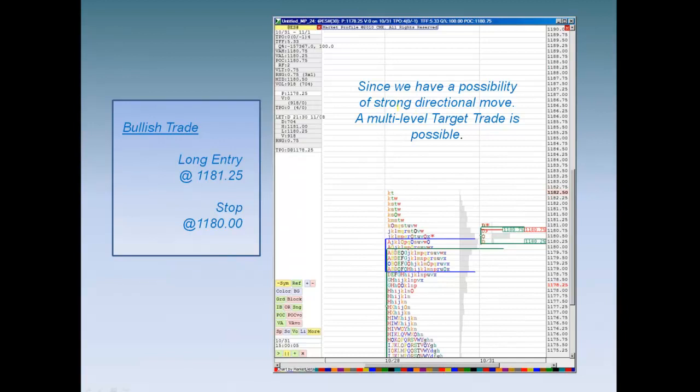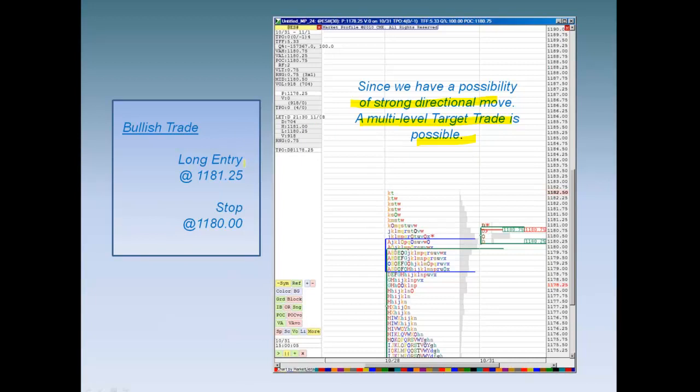Since we have a possibility of a strong directional move, a multi-level target trade is possible. Whenever you have these potential explosive or large moves in the market, this is when you should begin thinking about multiple targets rather than just one single target. If our trade was going to be confined into a limited value area, or we saw that we weren't going to have this tremendous move, then I may be inclined to use a single target.